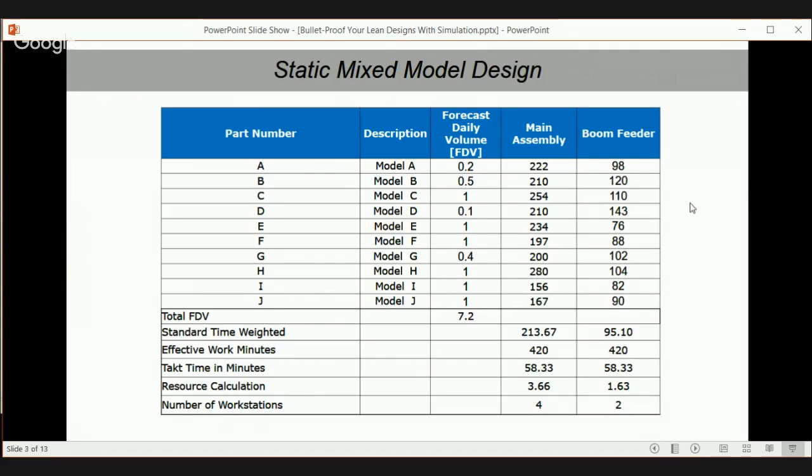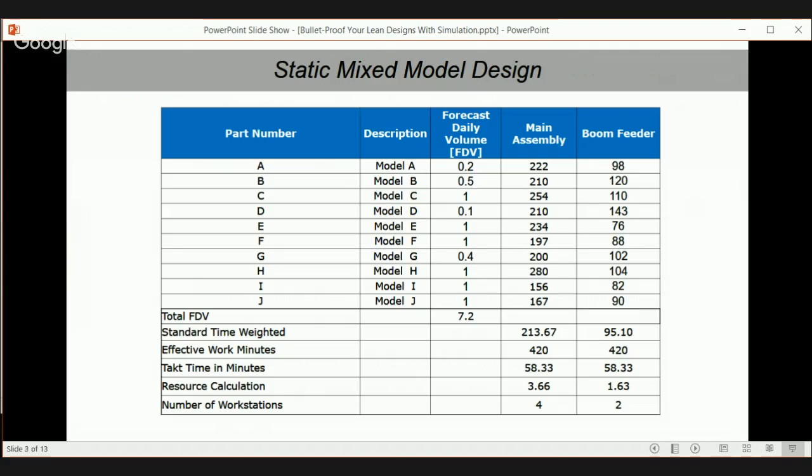Quick review, static line design. You have data, you've collected data, and you have things like forecast daily volume. For each of these models, I think there are 10 models in this example, in this simulated spreadsheet you see here, we have some idea of the capacity we want, and they all add up to the total capacity of the line. So the total forecast daily volume is 7.2 units a day. That could be one shift or two shifts, but it's in a 24-hour period.